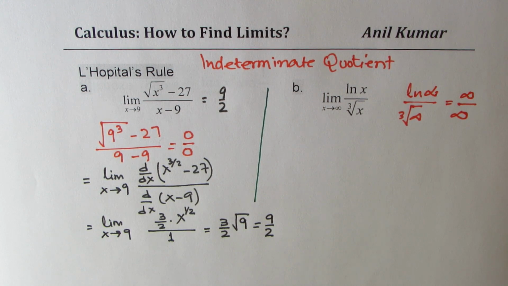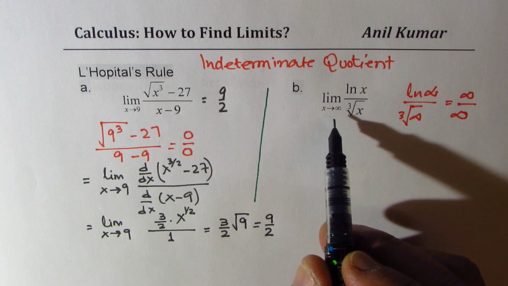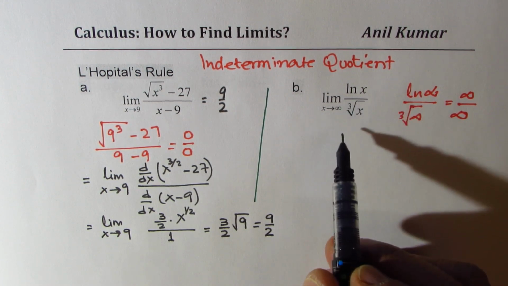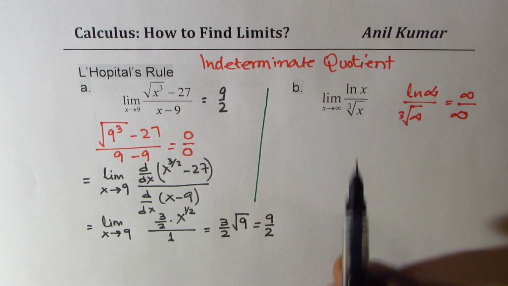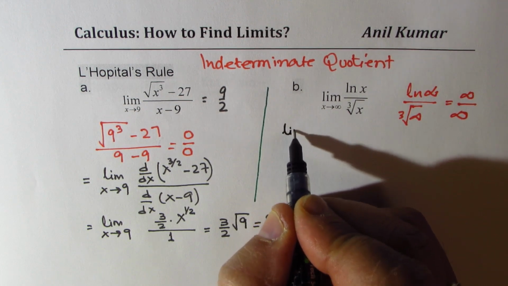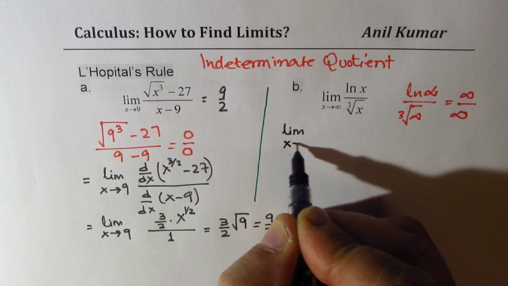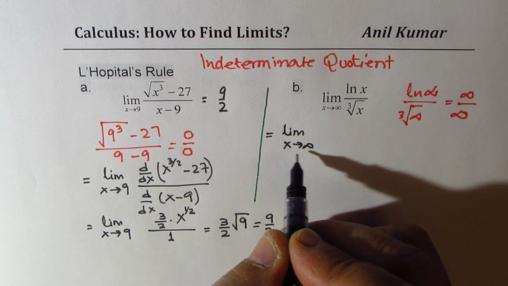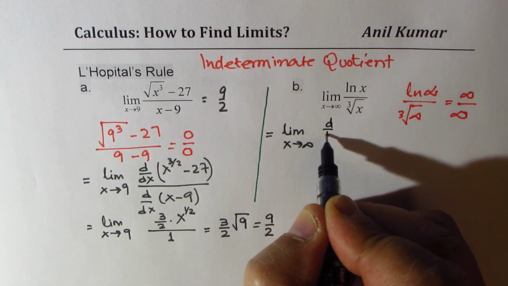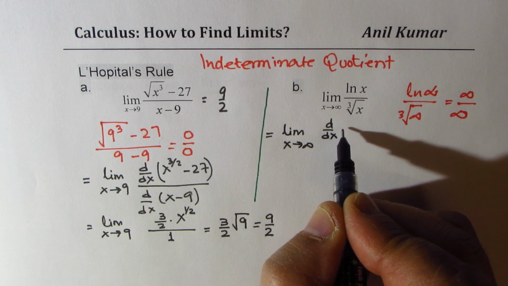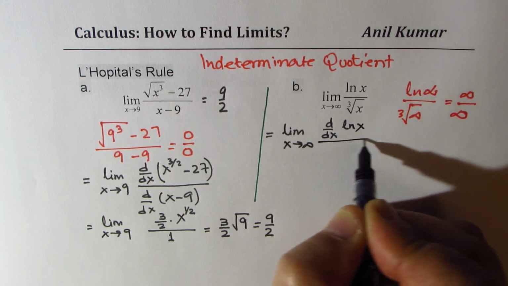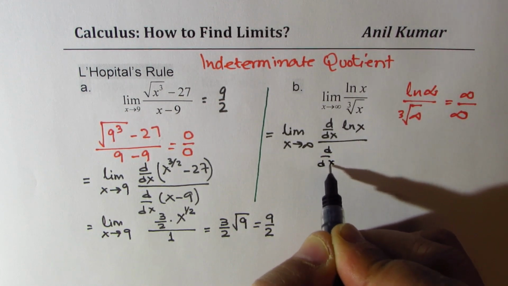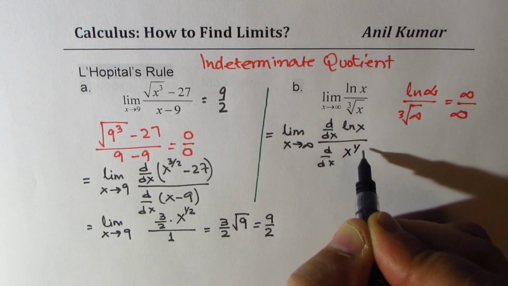Perfect. Now we have another example here. We need to find the limit when x approaches infinity for ln x divided by cube root of x. So again, applying L'Hopital's rule, we can say that this limit is equal to the limit when x approaches infinity for the derivative in the numerator and derivative in the denominator, right? Let me write x to the power of 1 over 3.